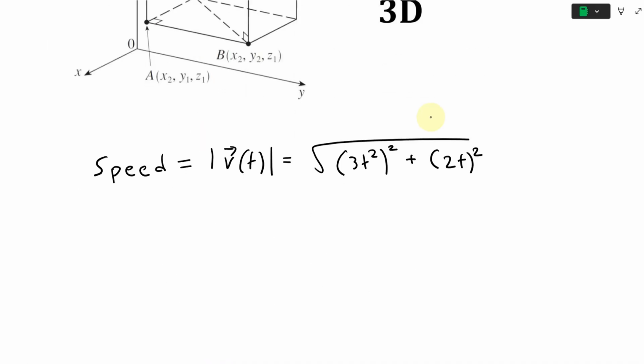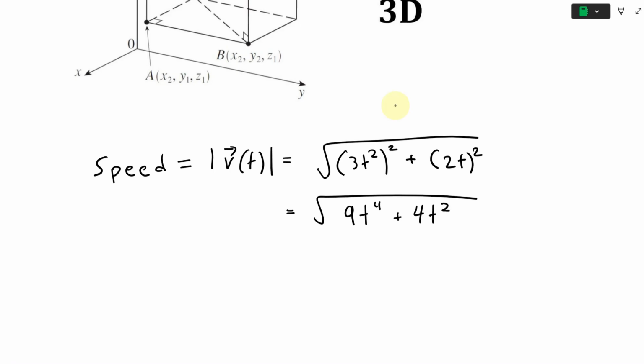2t squared, and we're going to square root all that. Like that. So this is going to equal 2 now. This is going to be just simplified. This is going to be 9. So 3 squared is 9. 9t to the 4 plus, now we're going to have 4t squared.